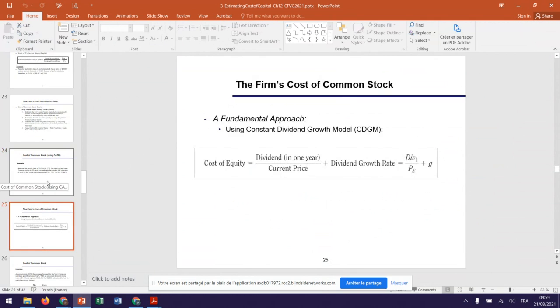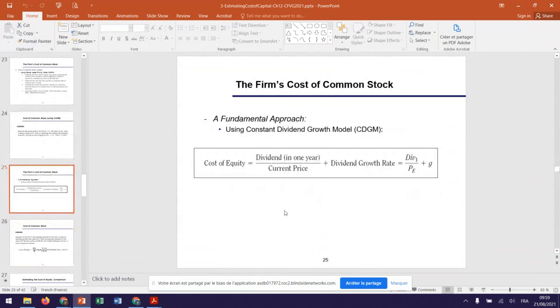Alternatively, if you don't use the CAPM, we can also use the fundamental constant dividend growth model, where the price of the stock should be equal to the dividend in year one divided by R minus G, right? And if you want to get the R, you rearrange it. The R should be equal to the dividend divided by the P, plus G. Dividend divided by the P we call the dividend yield, the expected dividend yield because you use year one.